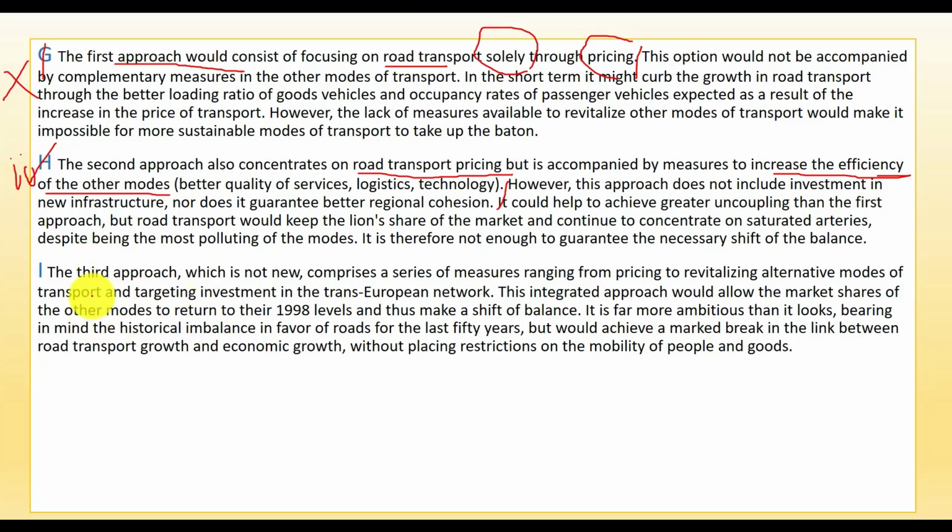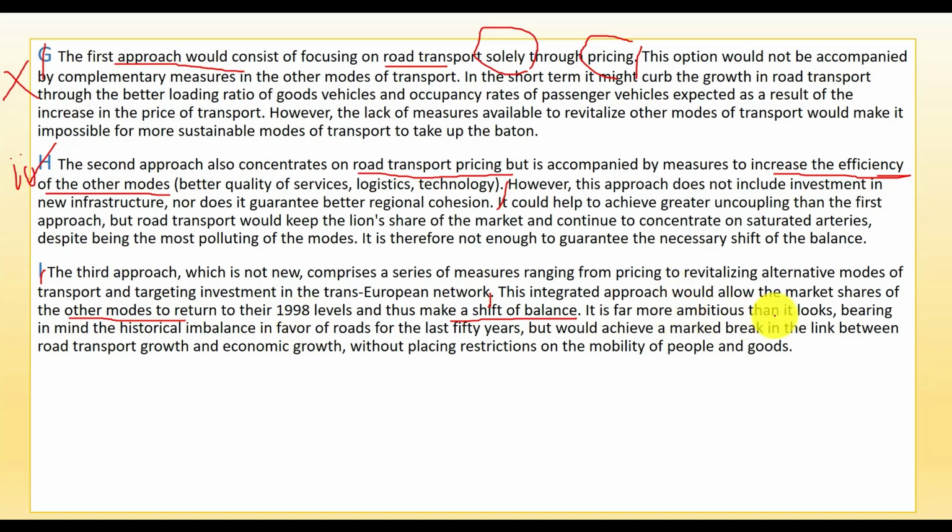And finally, our last paragraph, the third approach, which is not new, comprises a series of measures ranging from pricing to revitalizing alternative modes of transport and targeting investment in the trans-European network. Okay, there's no clear topic sentence. I have to continue reading the paragraph. This integrated approach would allow the market shares of the other modes to return to their 1998 levels and thus make a shift of balance. Shift of balance, and also other modes to return to their 1998 levels.